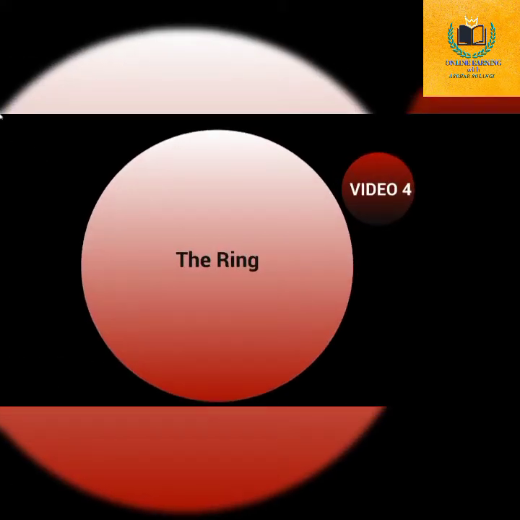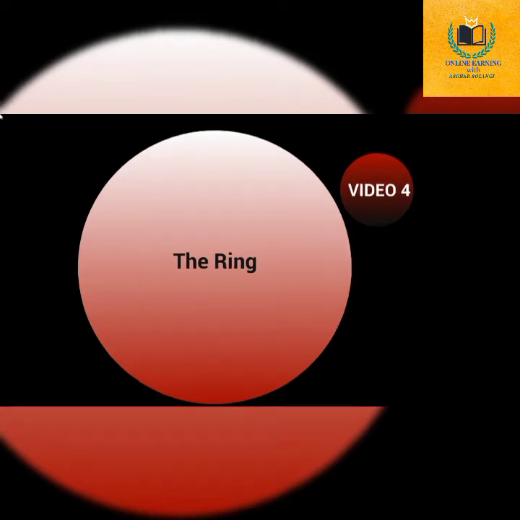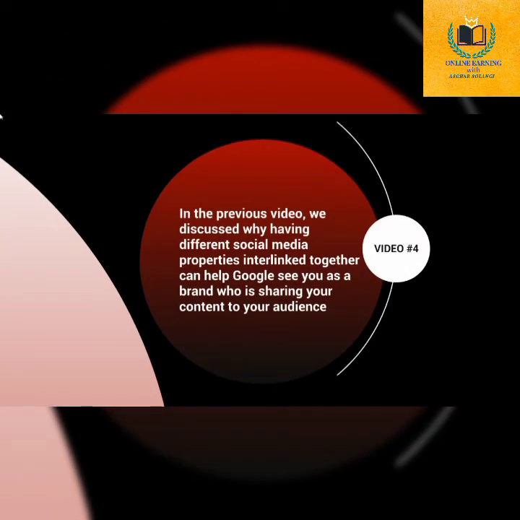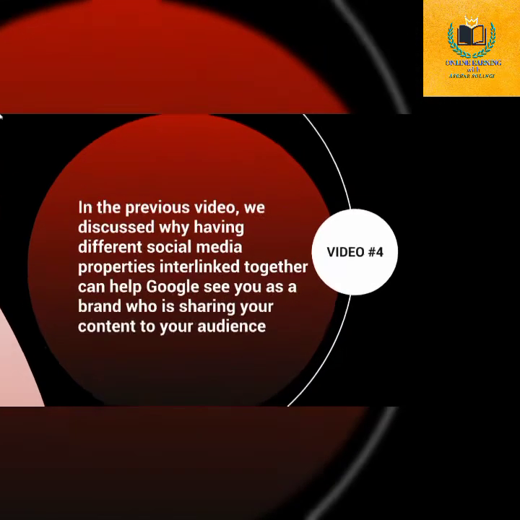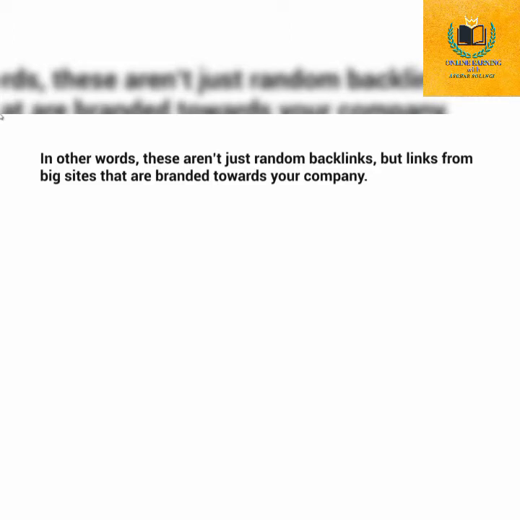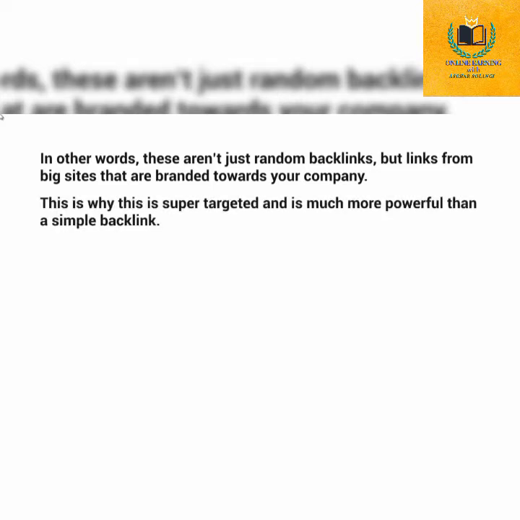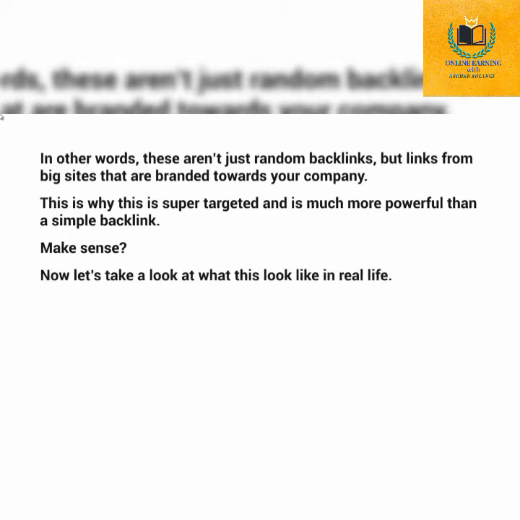And we're going to talk about the ring, which is the strategy. So in the previous video, we discussed why having different social media properties interlinked together can help Google see you as a brand who is sharing your content to your audience. In other words, these aren't just random backlinks, but links from big sites that are branded towards your company. And this is why this is super targeted and is much more powerful than a simple backlink. Makes sense? So now let's take a look at what this looks like in real life.